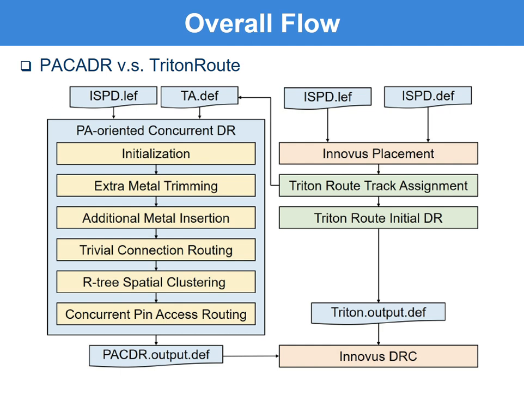The flow of PACDR begins with initialization, followed by the trimming of redundant metals and insertion of auxiliary metals to keep the problem size tractable. In the triple connection routing stage, short connections are routed first with simple heuristics, and then the remaining connections are clustered by an R-tree spatial clustering approach. Finally, the pin access-oriented concurrent detail routing is performed for each pin cluster using an ILP formulation.